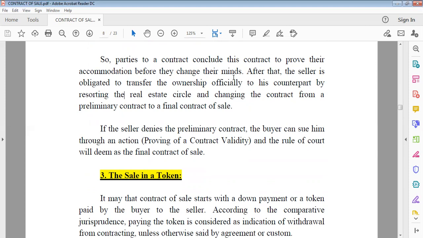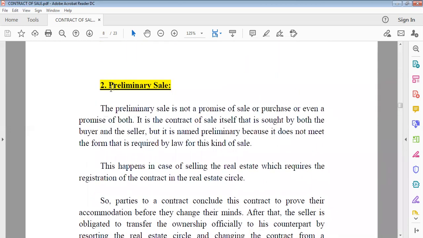لكن بعد ما ناخد عقد البيع الابتدائي بيكون في التزام على البائع انه يروح على دائرة تسجيل الأراضي عشان ينقل الملكية رسميا، لأنه عقد البيع الابتدائي بيكونش في دائرة. يعني أنا اليوم لو بعت قطعة أرض بناء على عقد بيع ابتدائي هتلاقي الأرض ما زالت مسجلة باسمي في دائرة تسجيل الأراضي باسم البائع، فعشان هيك يقع التزام على البائع انه يروح على دائرة تسجيل الأراضي وينقل الملكية من اسم البائع إلى مين؟ المشتري. Officially to his counterpart by resorting to the real estate circle and changing the contract from a preliminary contract to a final contract of sale. اوكي، اذا هينا عرفنا ايش الغاية من البريليمينري سيل.